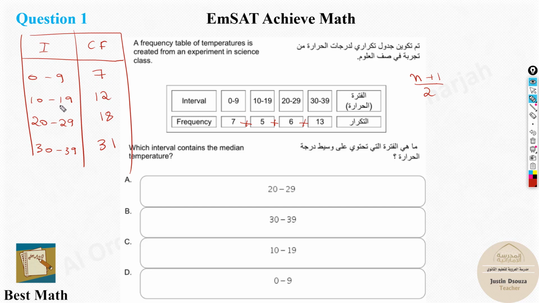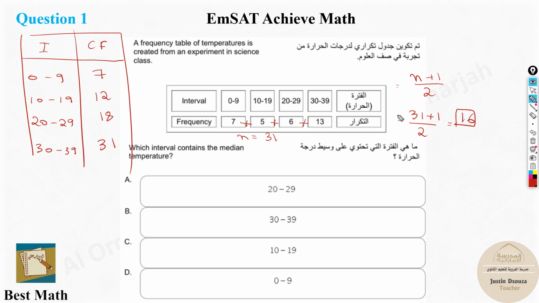Now it's confusing. Let me solve it up. That time you'll understand better. So let me just use this formula. What is this n? N is the total number, the sum of frequency. N would be the sum of all these frequency numbers, that is 31, or the last value in the cumulative frequency. So 31 plus 1 divided by 2 would be 32 by 2, that is 16.